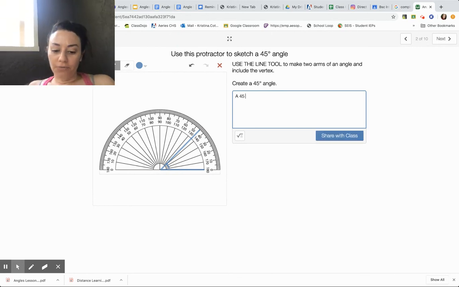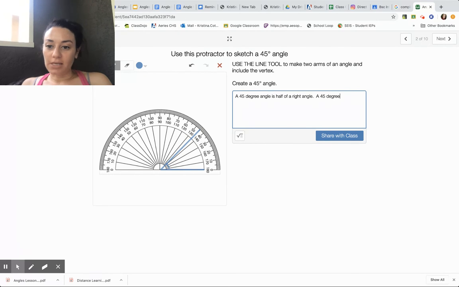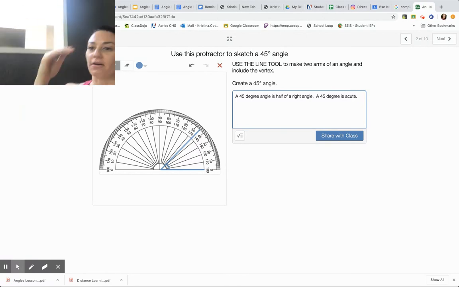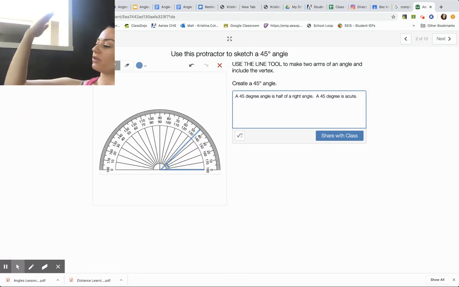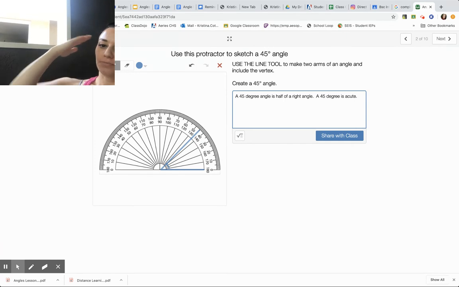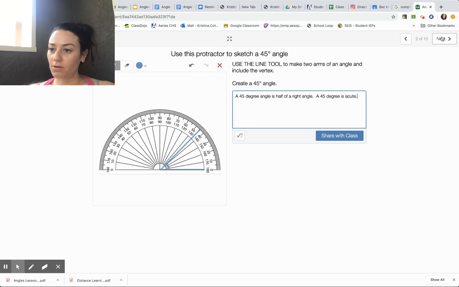I could say a 45-degree angle is half of a right angle. You could also say a 45-degree angle, and we'll see the name of it, is called acute. Like this is a right angle, this is an acute angle. I usually do this with my arms. We have a right angle, and then we have an acute angle, which is about half of 90. Again, it's anything less than 90, but this is 45. All right, let's go to the next one.